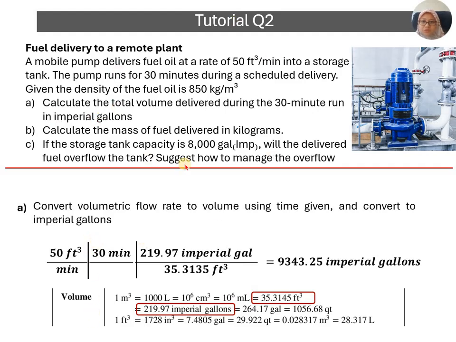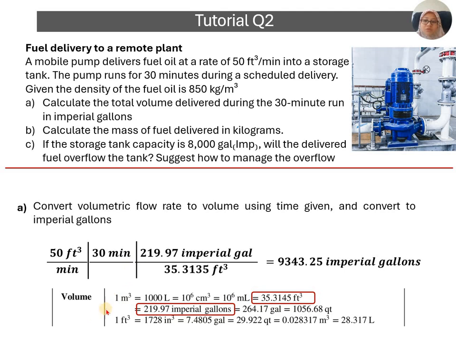Okay, so for tutorial number 2, question 2 here, it involves a mixture of metric and imperial units. So please make sure you do conversion correctly. For A, in order for you to convert to gallon, it is just a simple unit conversion, but the given value is a flow rate, and the question asks you to find the volume. You know the volumetric flow rate.